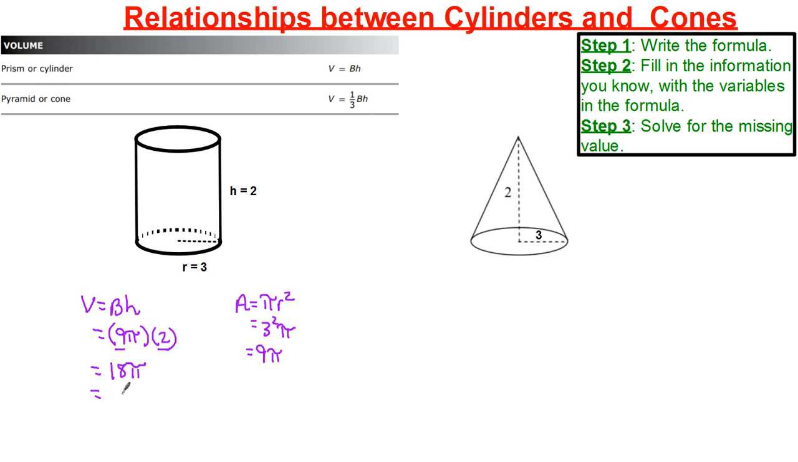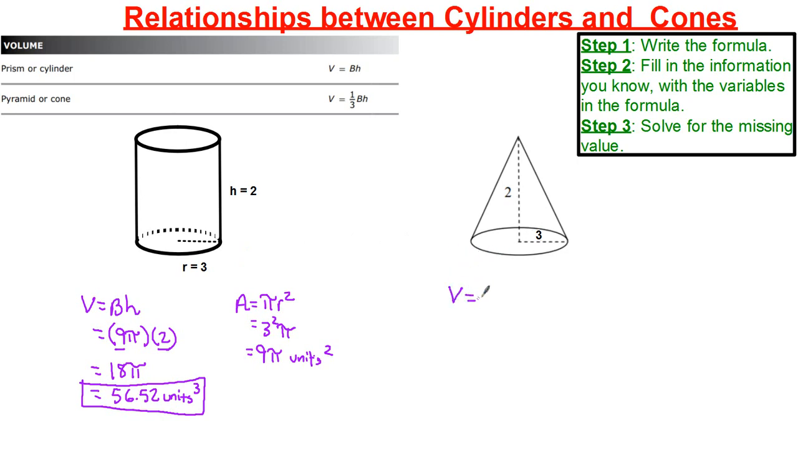Now, 18 pi is going to give us 56.52 units cubed. And this should have been units cubed, not squared. So our answer is 56.52 units cubed for this particular cylinder. Now, same thing as the prisms and the pyramids, a cone is going to be 1/3 the volume of a cylinder if they have the same base, which in this case they do. They have a base with a radius of 3.